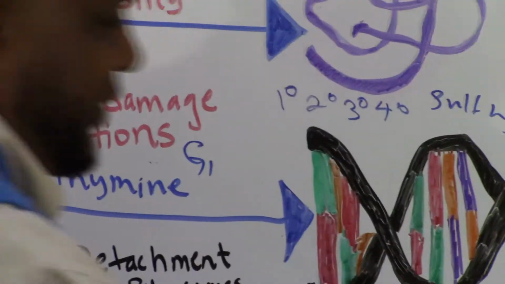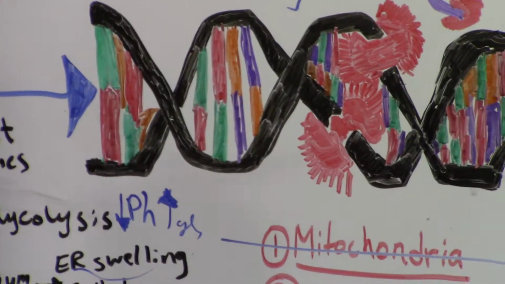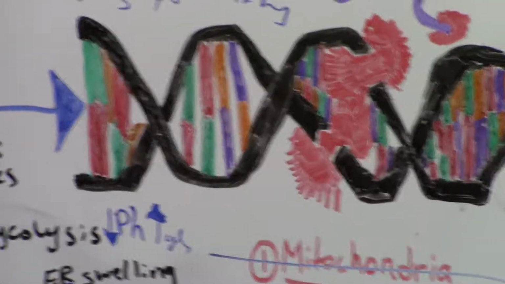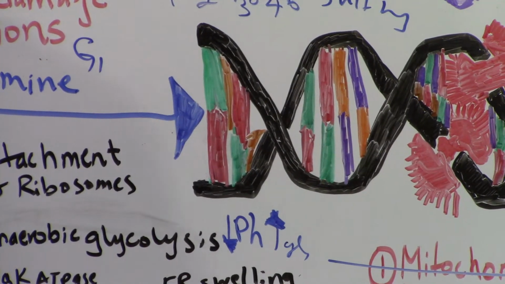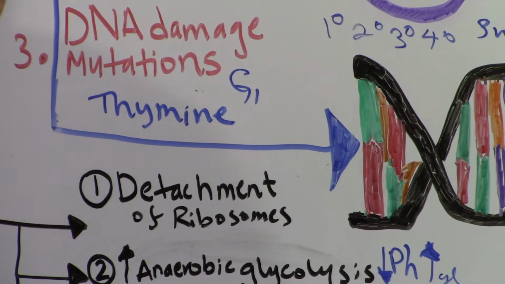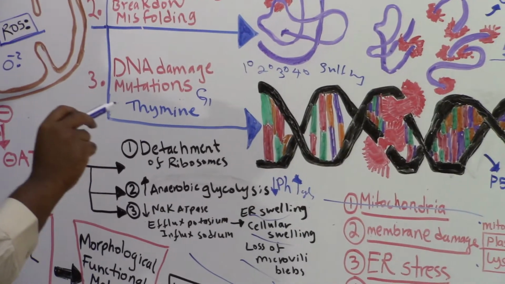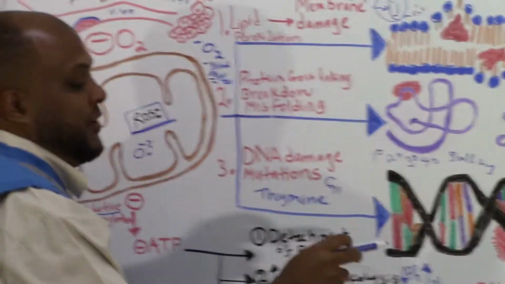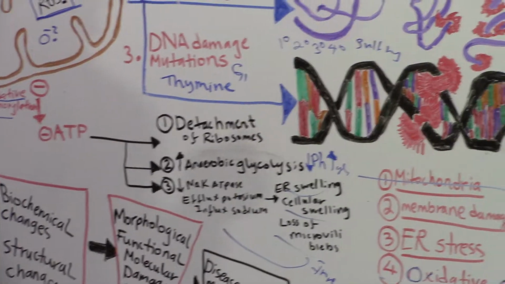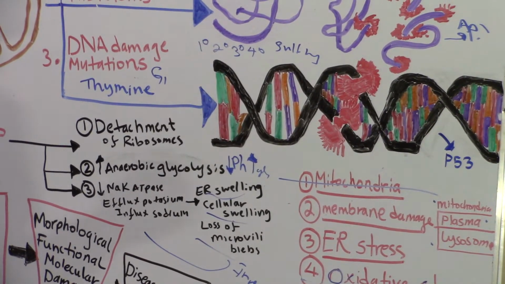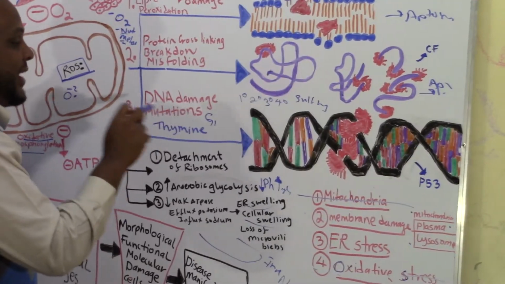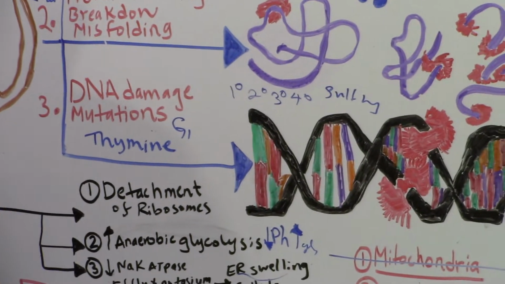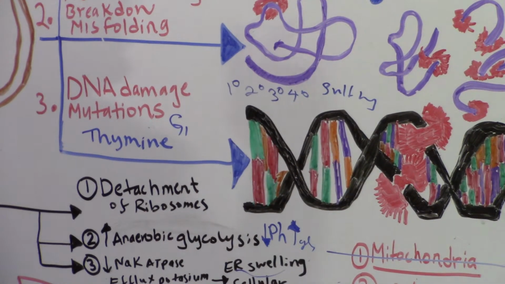Now, P53 will arrest the cell cycle in the G1 phase to see if the repair machinery of the cell will be able to repair the DNA damage caused by the reactive oxidative species. If the repair system of the cell is able to repair this nuclear DNA, then the P53 will allow the cell to progress and move on into the next phase. Otherwise, if the P53 realizes that the damage of the reactive oxidative species is overwhelming, then it will induce apoptosis.